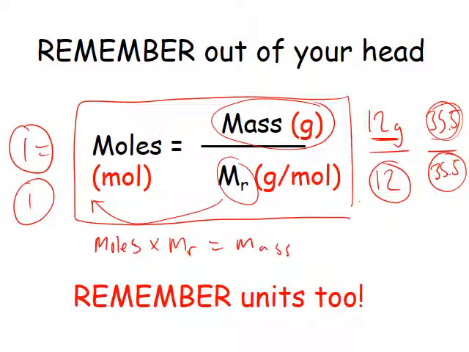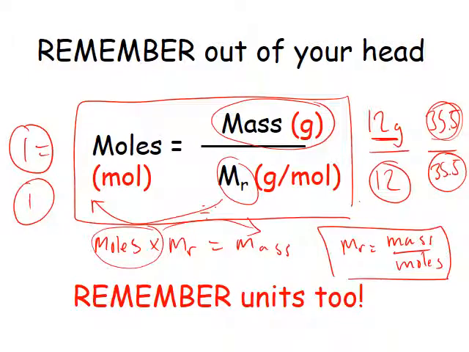Now, if you wanted MR by itself, you have to bring times moles to the other side, and that becomes divide by moles. So you'll have MR equals mass divided by moles. Okay, you need to know how to do that. And I would suggest that you learn how to rearrange equations rather than using triangles, just because it's easier.